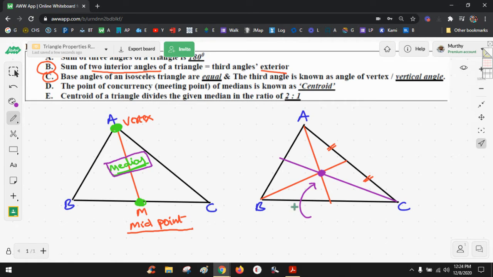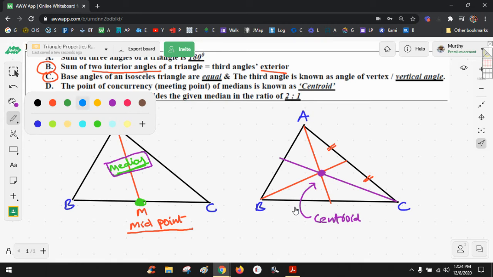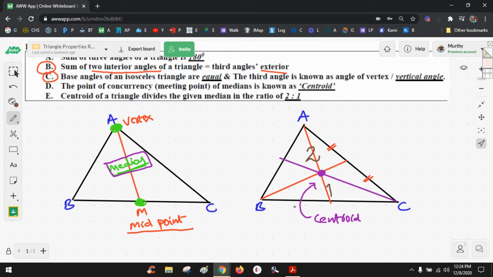In the first diagram, AM is the median. And in the second diagram, from point A, one median, from point B, another median, from point C, another median. So three medians are drawn. The point of concurrency is known as the centroid. This centroid divides any median of this diagram in the ratio 2:1. This is two parts and this is one part.